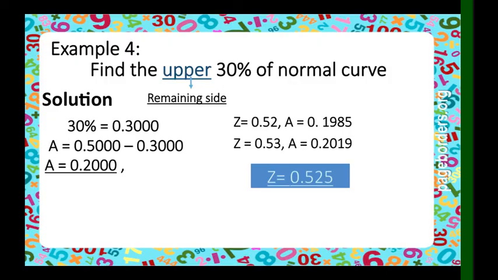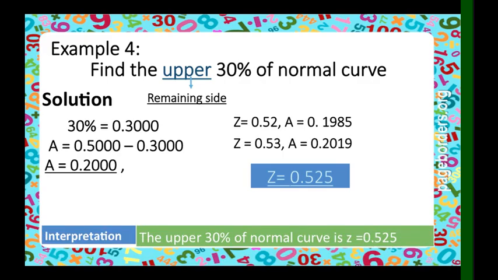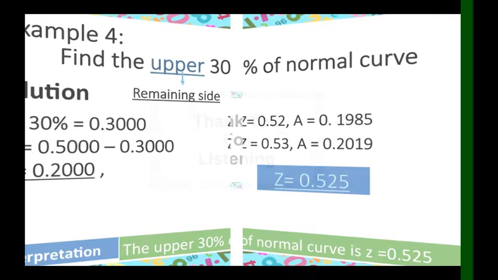And for the quotient, 0.52 and 0.53 divided by 2, we have 0.525. So for the interpretation, the upper 30% of the normal curve is z equals 0.525.